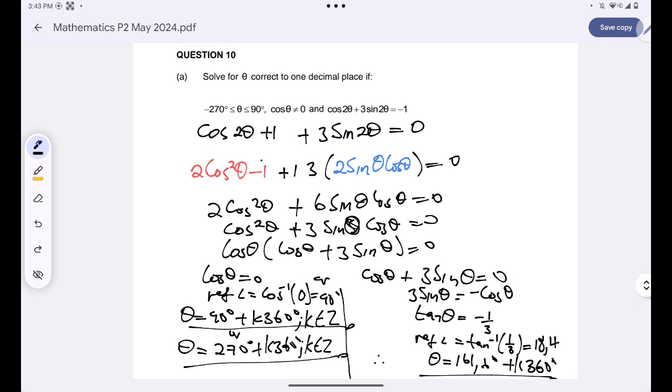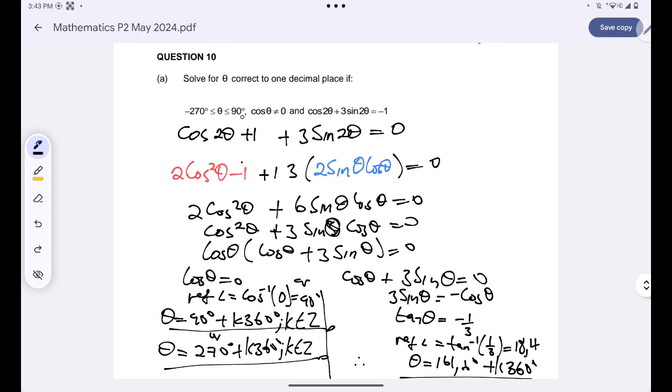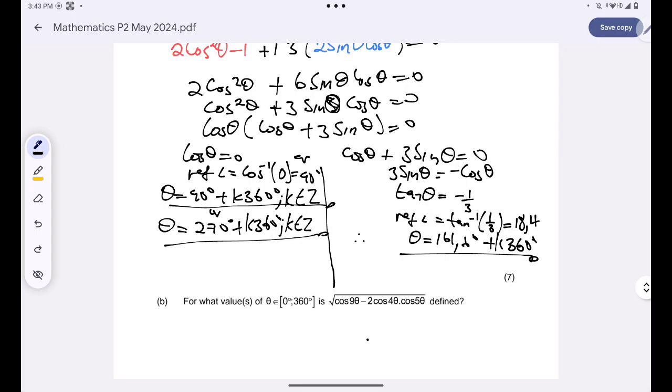But please note that if I'm given a restriction like this, I must not just leave my answers as general solutions. I must find the actual values for theta. Are we together? Ooh, did I say 360 there?